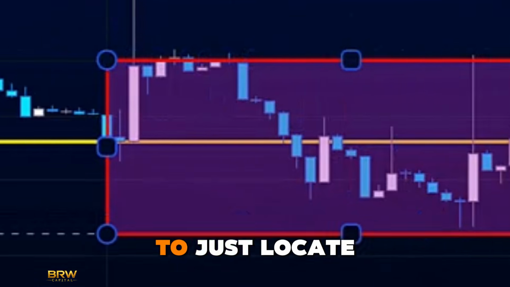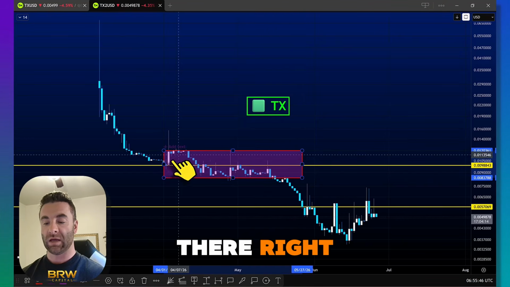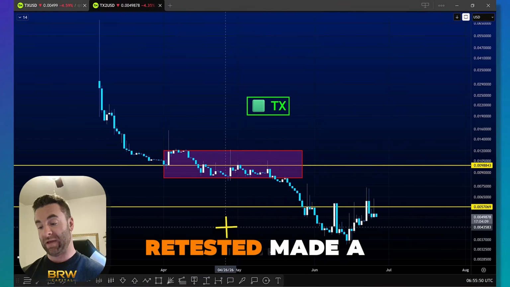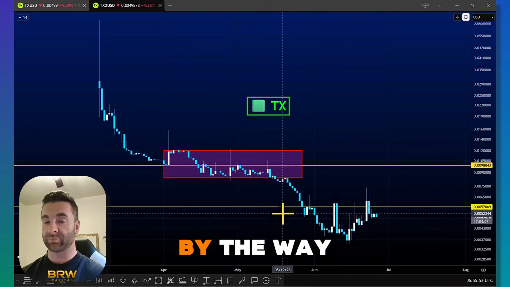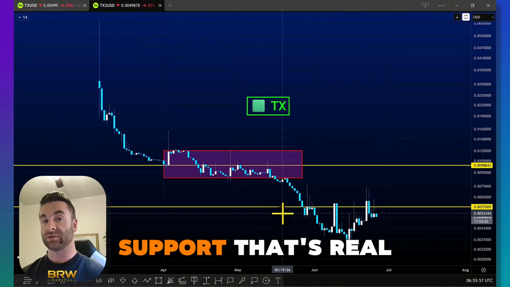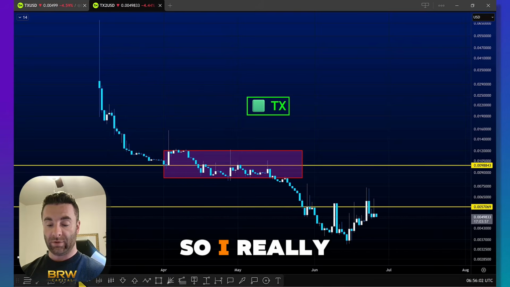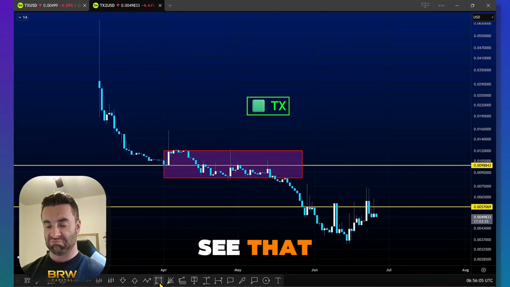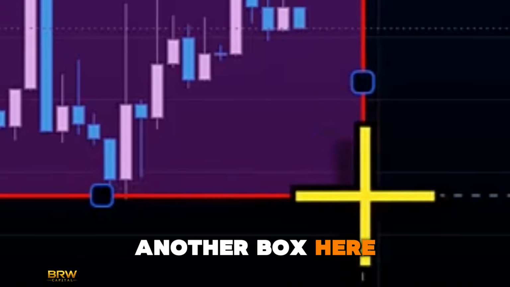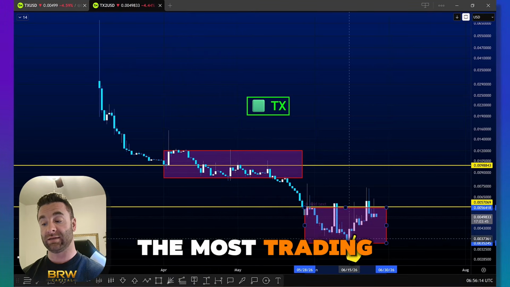So the idea is to just locate where that consolidative strength is. You have one right there, right? We have ranged here, broke down, retested, made a spring effect. And by the way, spring is just basically breaking through another level of support. That's a critical level of support and creating a new base. So I really think right here, you can almost see that this is going to be a really good accumulation range. So we'll draw another box here, and you have two boxes, and these are telling us that this is where the most trading activity has been.